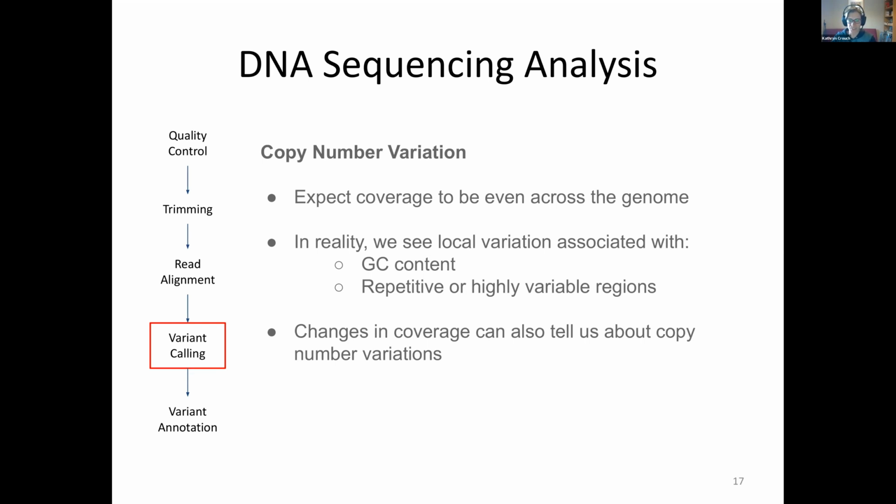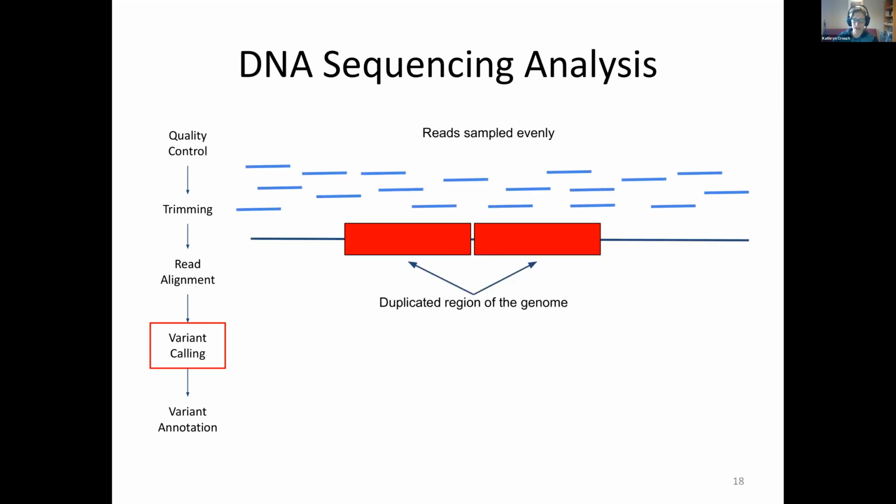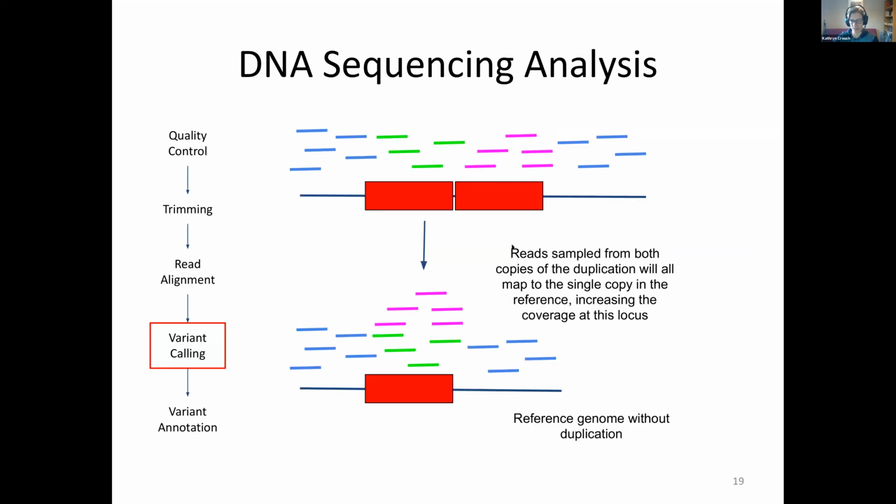But changes in coverage can also tell us about copy number variations. And the way this works is if you imagine that this is a sample, this is the reference, this is the isolate you've sampled at the bottom, and a block of the genome has been duplicated. And because this is whole genome sequencing, we're sampling evenly all the way along this. So this is what our input looks like. But this is a duplication relative to the reference genome. So the reference genome only has one copy of this region. So the reference genome looks like this. So just one copy of this red region.